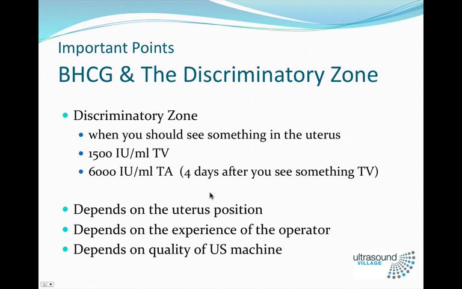So obviously the discriminatory zone depends on the position of the uterus. If it's close to the abdominal wall, it's easier to see. It also depends on the experience of the operator. It also depends on how good the ultrasound machine is.